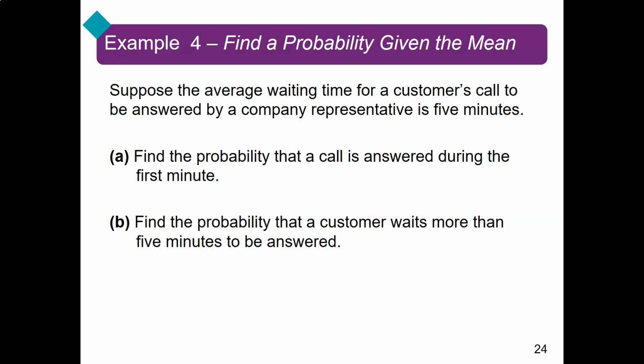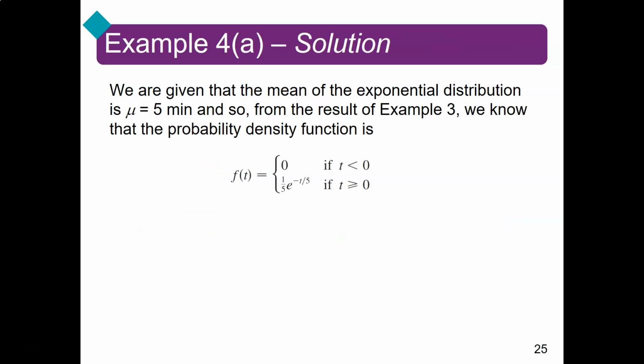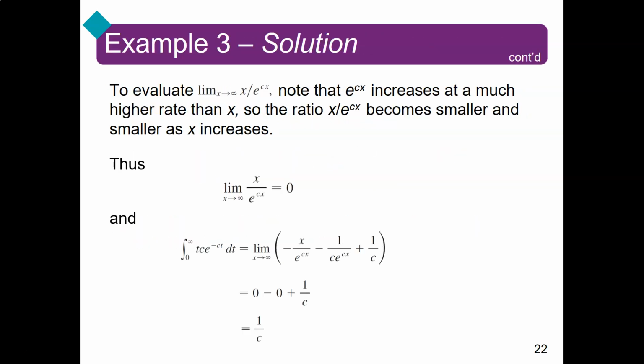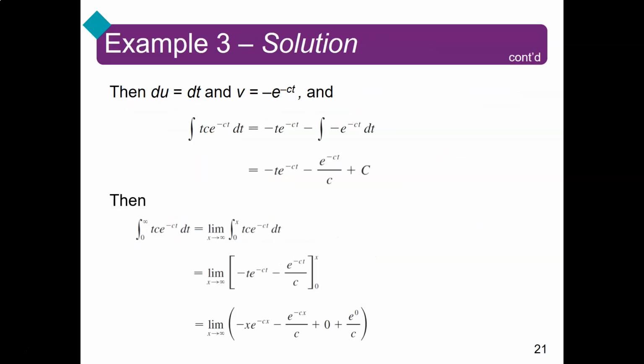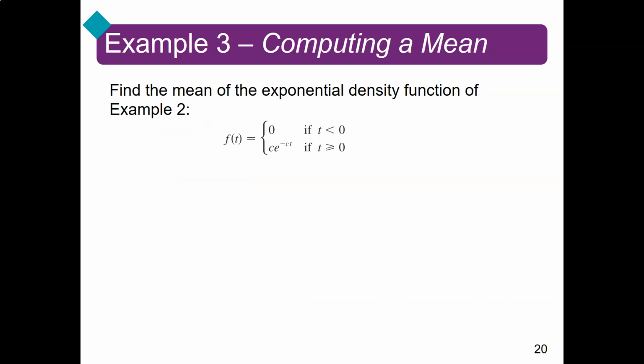So they say, suppose the average waiting time for a customer's call is 5 minutes. Find the probability that the call is answered during the first minute, and find the probability the customer waits more than 5 minutes. So we're using the distribution. Since 5 is the mean, now 1/5 will be the value of the constant, right? So basically, if you know the mean is 1/C, if you go back to the distribution f of t here, in our example, we know the mean 5 is 1/C. So if 1/C is 5, that means C is 1/5. So we can replace this f of t with 1/5 e to the negative 1/5 t.